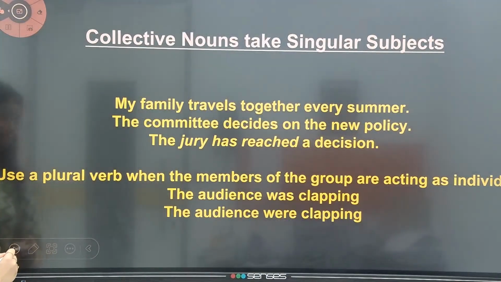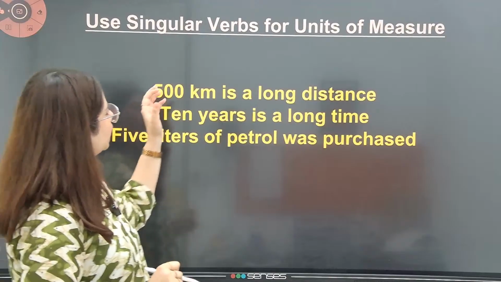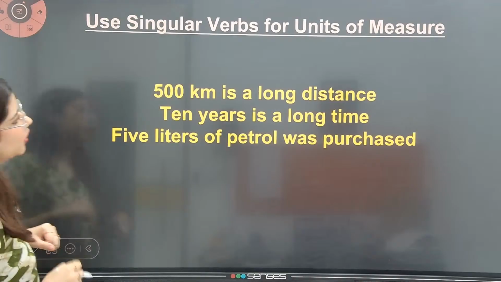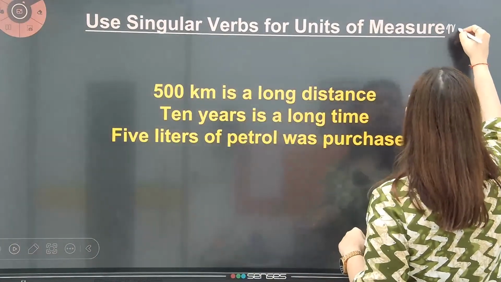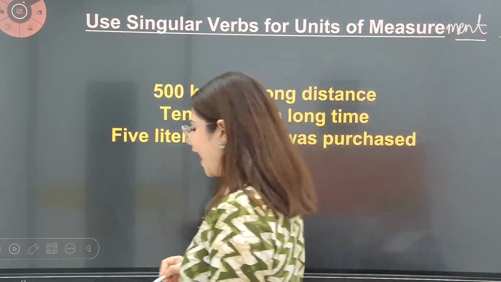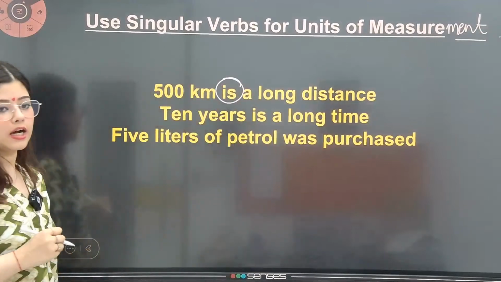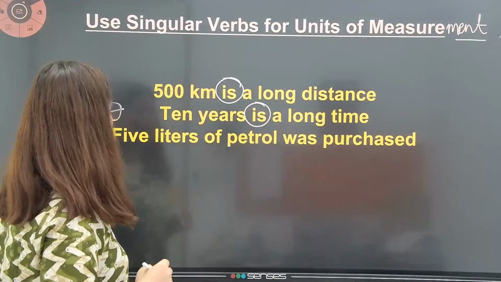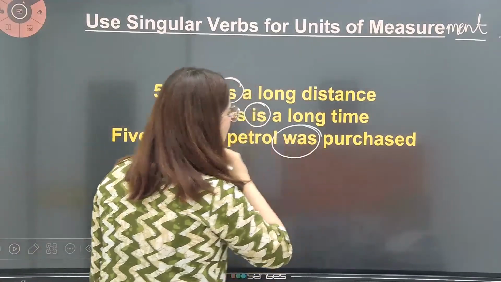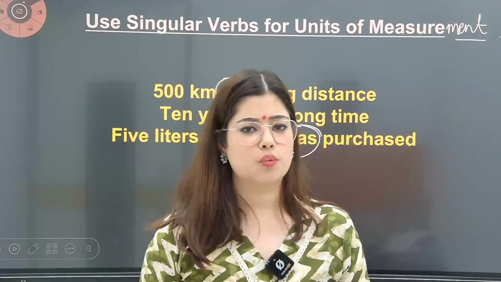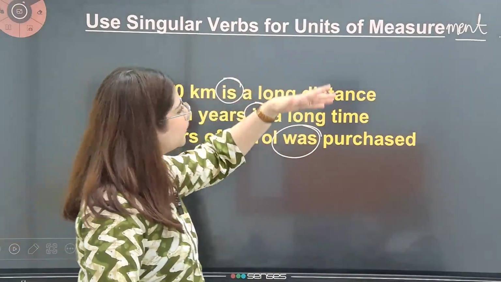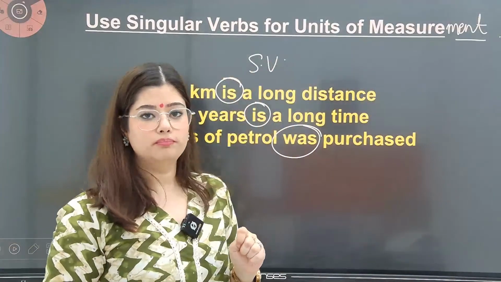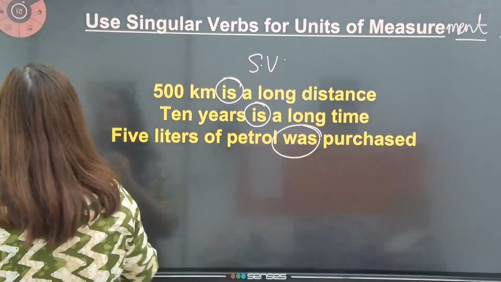Next, use singular verbs for units of measurement, right? Use singular verbs for units of measurement. 500 kilometer is a long distance. 10 years is a long time. 5 liters of petrol was purchased, right? So whenever you're talking about any unit of measurement, we are going to use a singular verb form. All right, moving on.